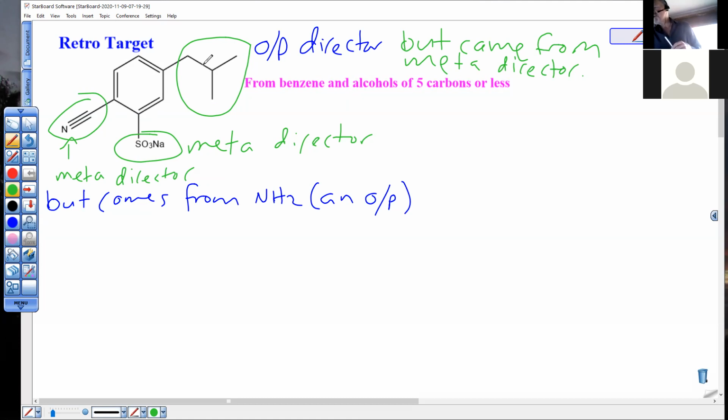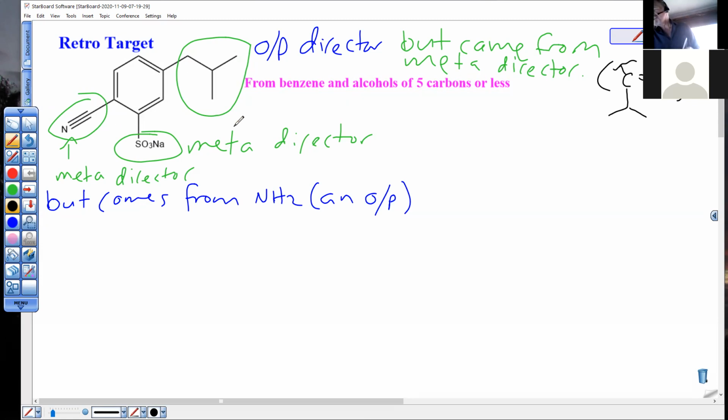Keep in mind that this is an ortho-para director, which would be good to put this group on, but it came from a carbonyl, an acyl group. And the specific acyl group would be this one, and that's a meta director. I put that on first, then I could put my sulfonic acid on. Then I could reduce this to the ortho-para director that you see right now and put this group on. I also like this strategy. I don't know which one I like better because they're both going to get full credit. I'll go with the one I just talked about.